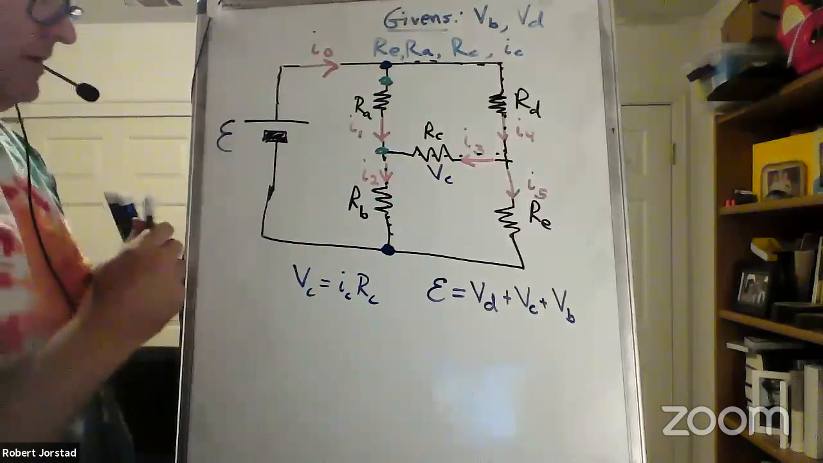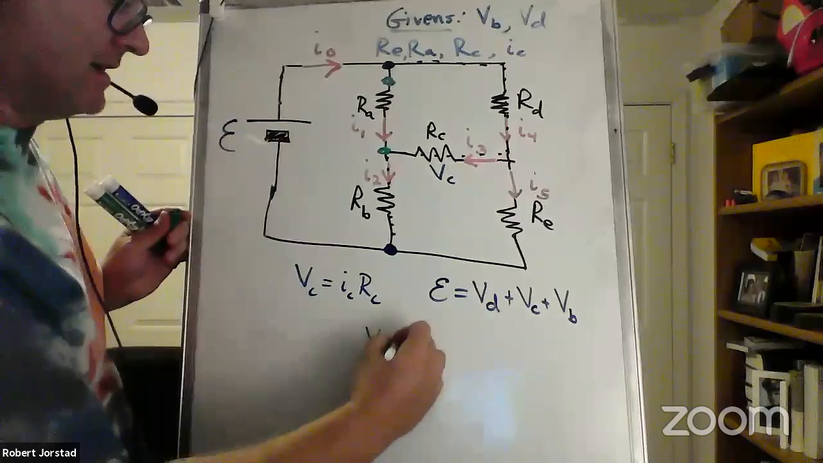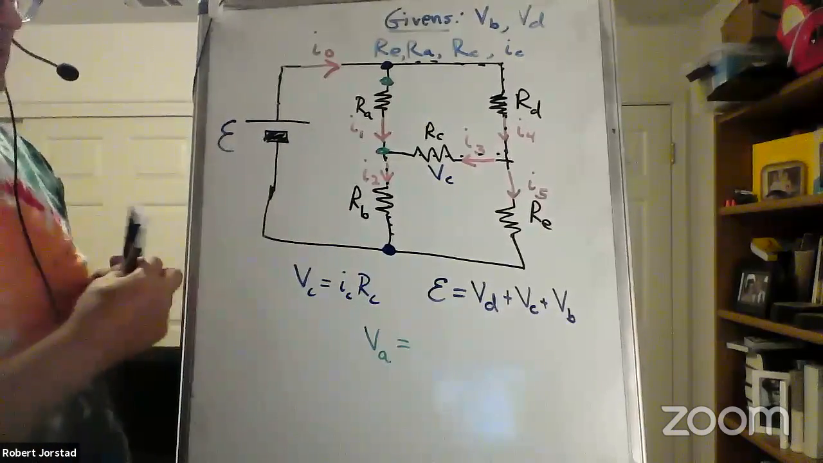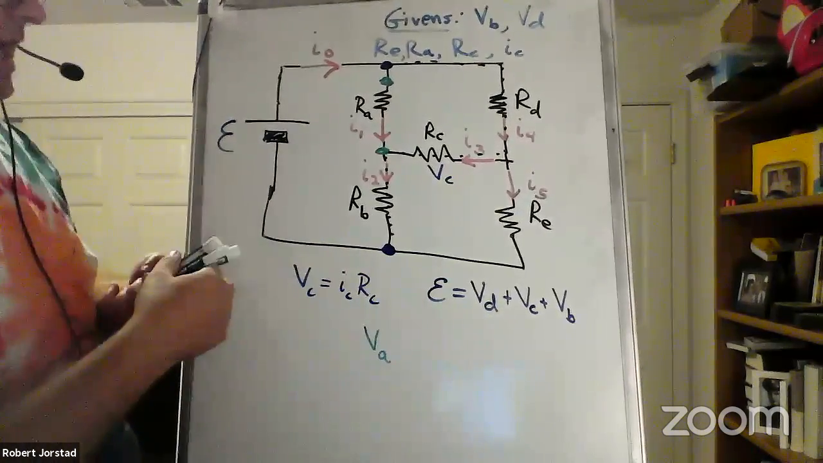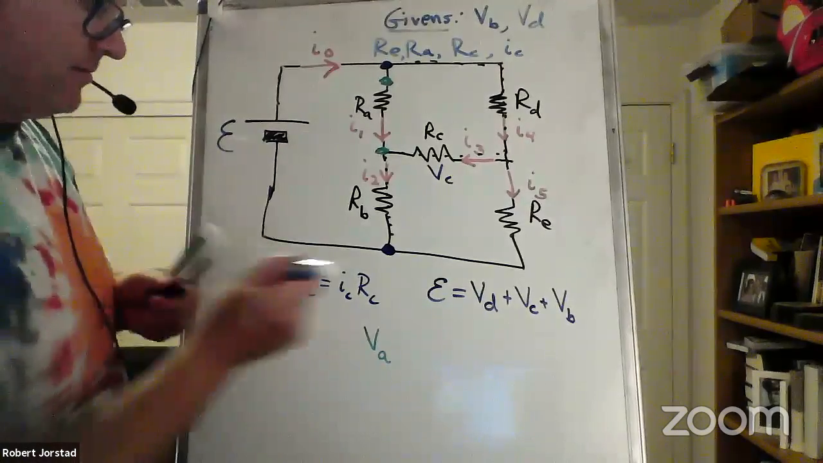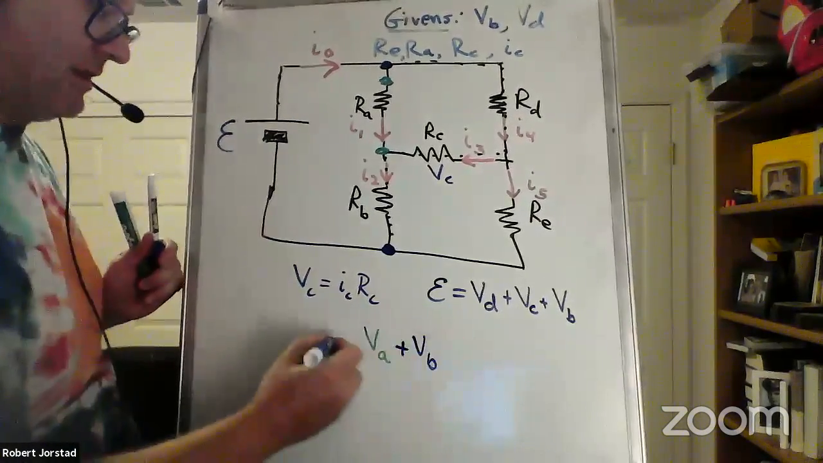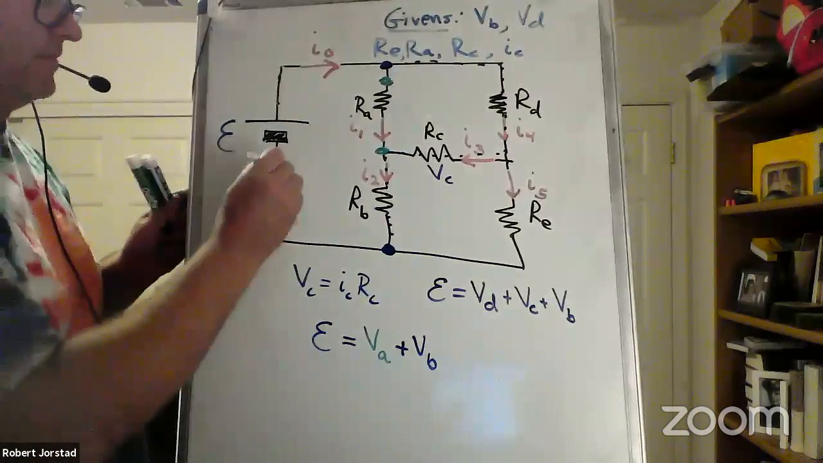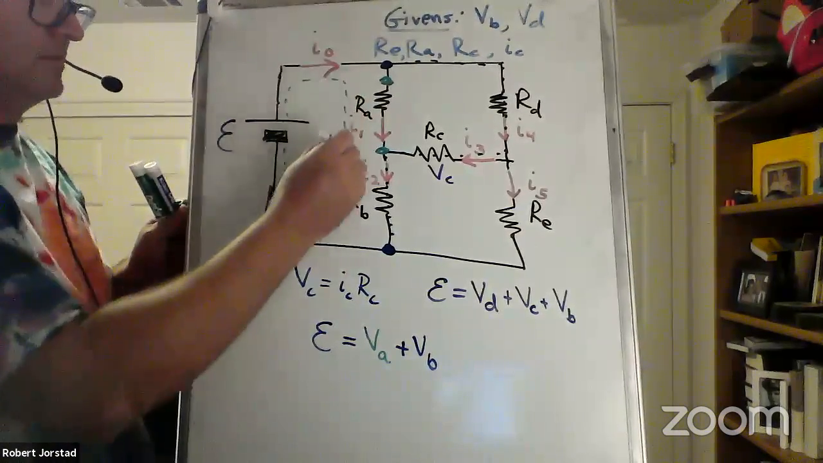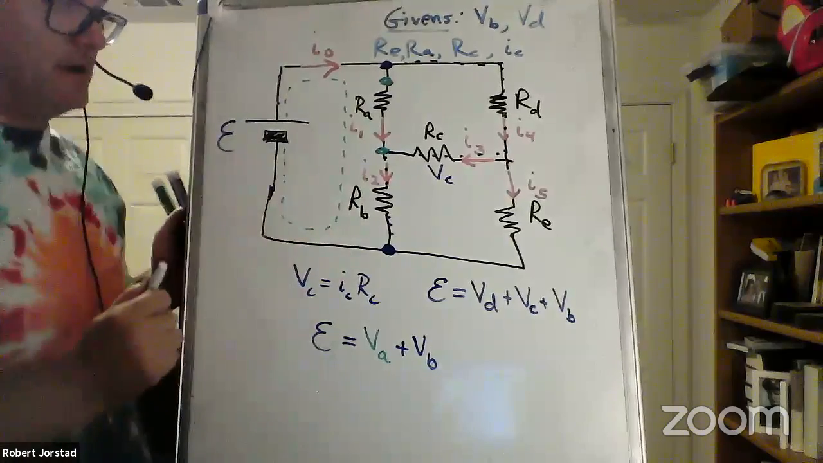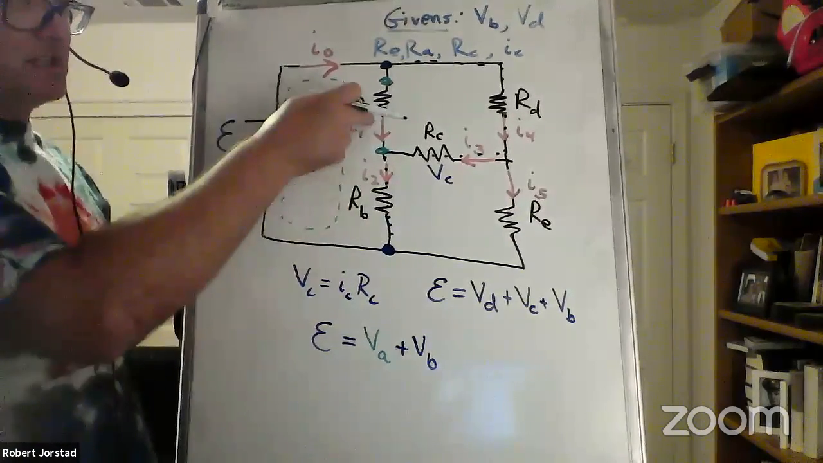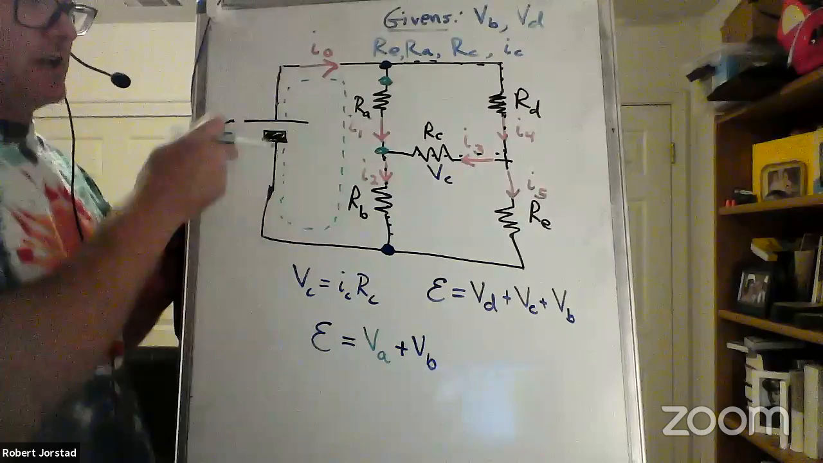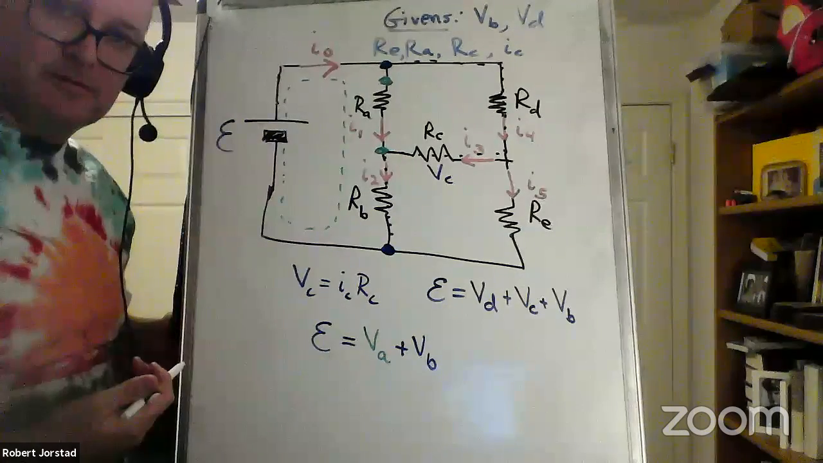So now I know the voltage at A is equal to, well, let me write it this way. The voltage at A plus the voltage of B, shouldn't that equal the voltage of the battery? That's doing this loop, right? I know this voltage plus this voltage should add up to the battery because that's a loop.